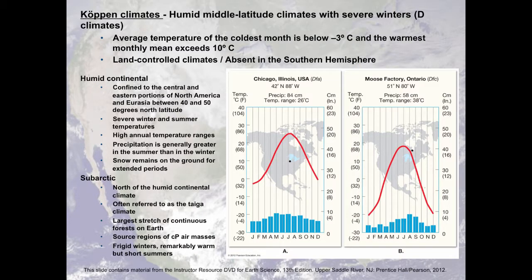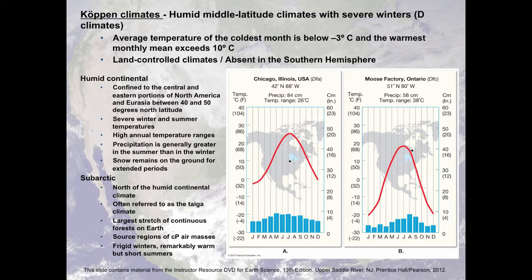Now, the fourth out of five major climate systems is the humid mid-latitude climates with severe winters. So the last was with mild winters, and those had temperatures where the coldest month is below 18 degrees C, but above -3. The mid-latitude climate with severe winters is where average temperature of the coldest month is below -3, so much cooler, and the warmest monthly mean exceeds 10. So you have this still mid-latitude seasonality. It's not polar where it's cold all the time.